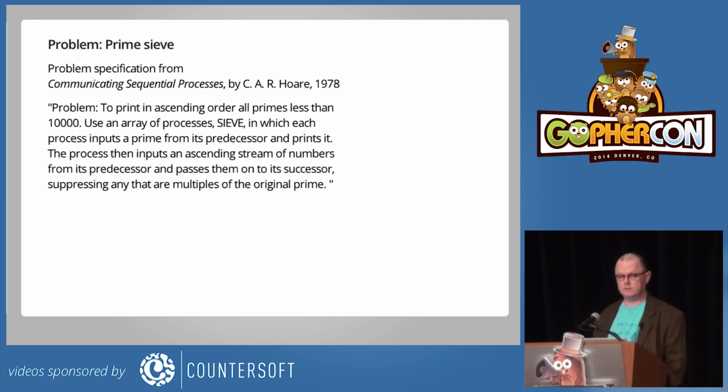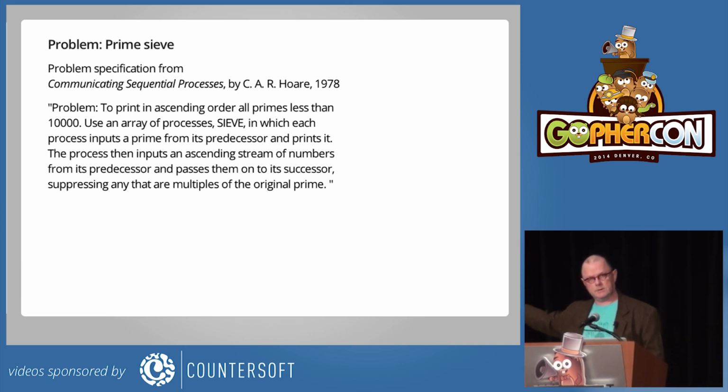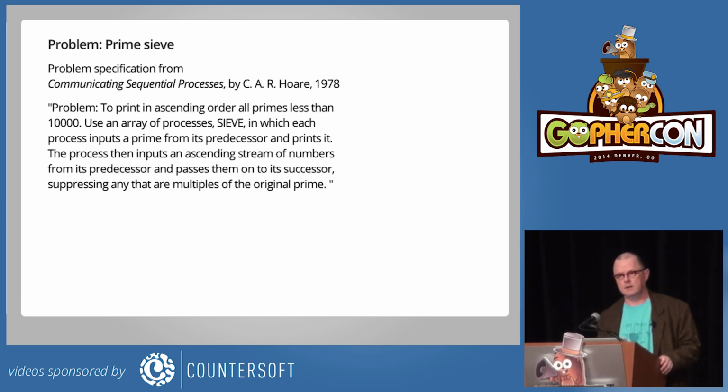What we want to do is to print in ascending order all primes less than 10,000. It uses an array of processes called sieve. And each process generates a prime, passes it down to the next one, and there's a chain that develops of filter processes that filter out the details.